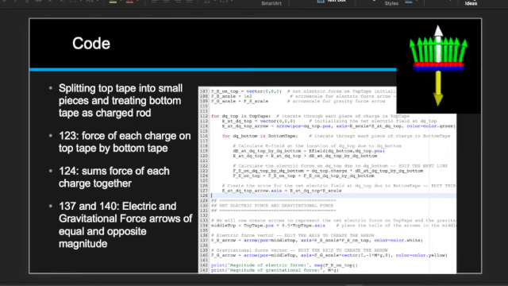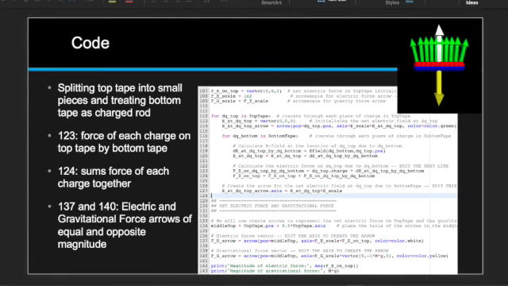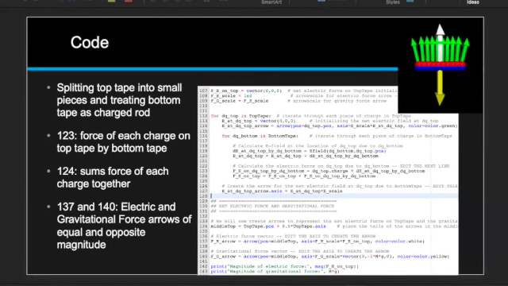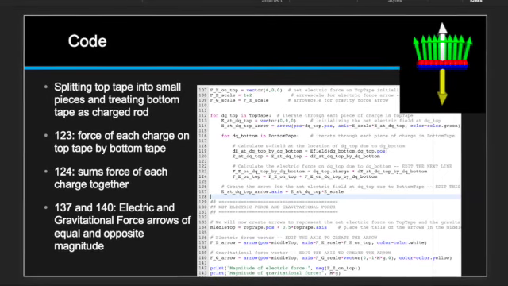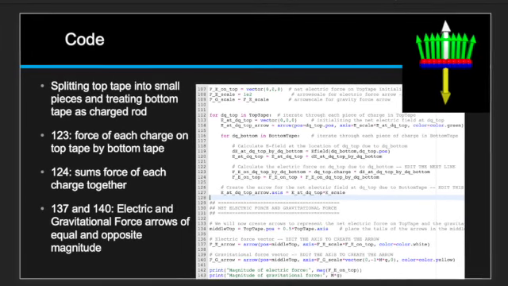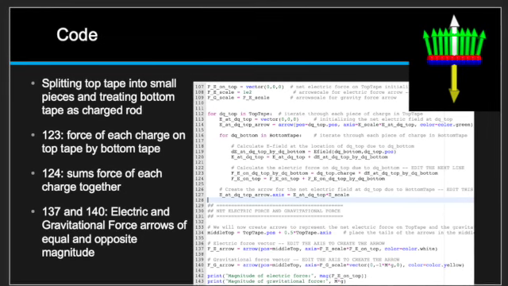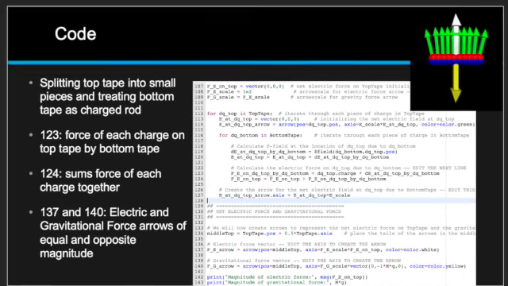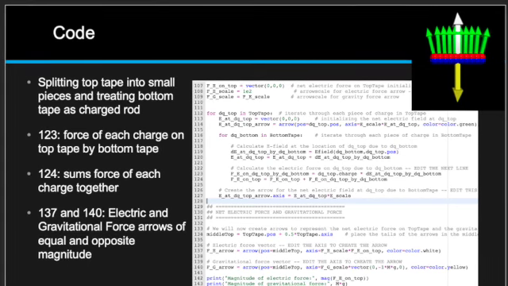Split the top tape into many small pieces, aka point charges, and treated the bottom tape as a charged rod to calculate each specific charge on the top tape. So as you can see in line 23, that's what we did. We found the force of each charge on the top tape by the bottom tape by multiplying the charge of each point charge times the E field of the top tape by the bottom tape. Then in line 124, we summed all of these forces together, and then that's how we got the total charge, which, as we said earlier on the last slide, which we calculated.